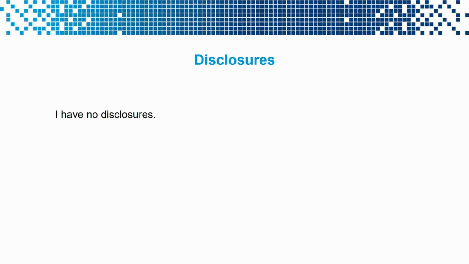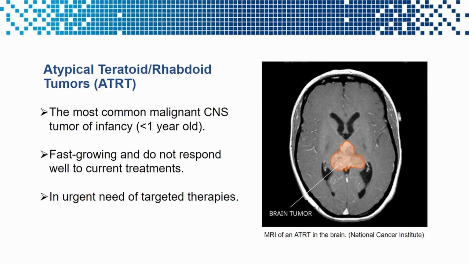I have no disclosures. Atypical teratoid rhabdoid tumor, or ATRT, is the most common malignant central nervous system tumor of infancy. We're talking about kids less than 1 year of age. Unfortunately, this type of tumor is very fast-growing, and it does not respond well to current treatment options. This means that we are in urgent need of targeted therapy.